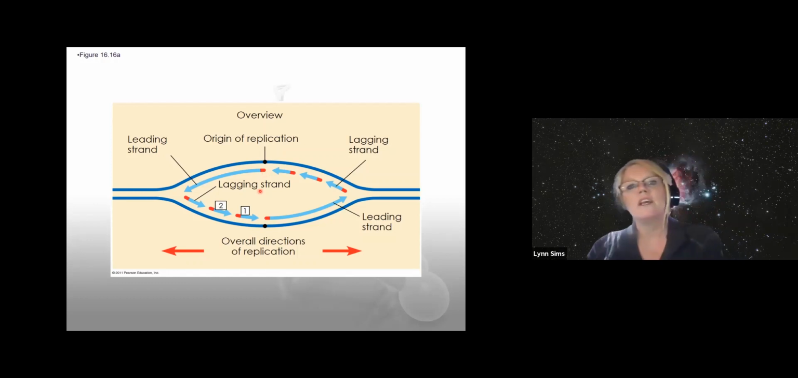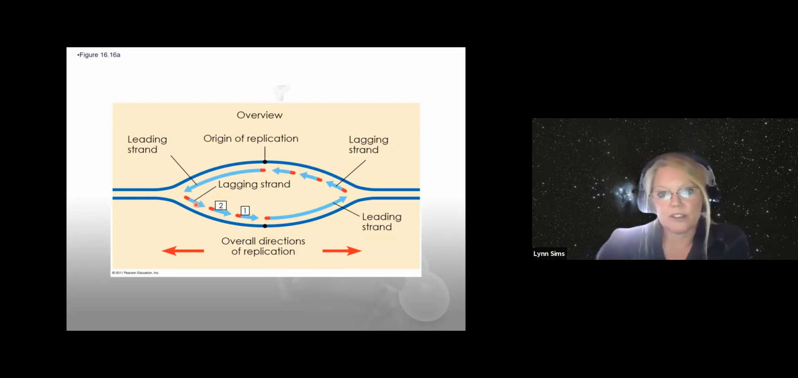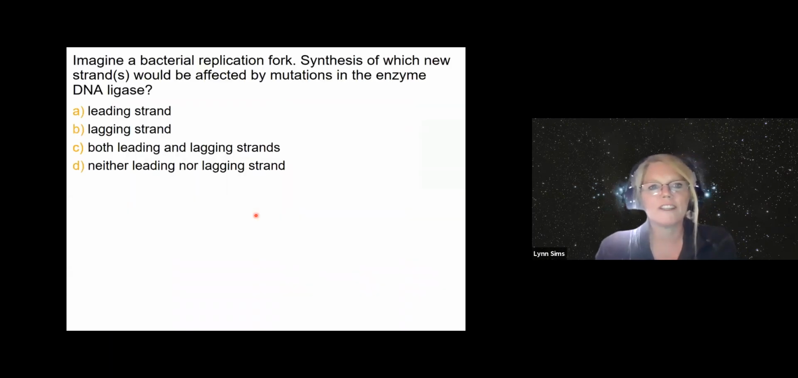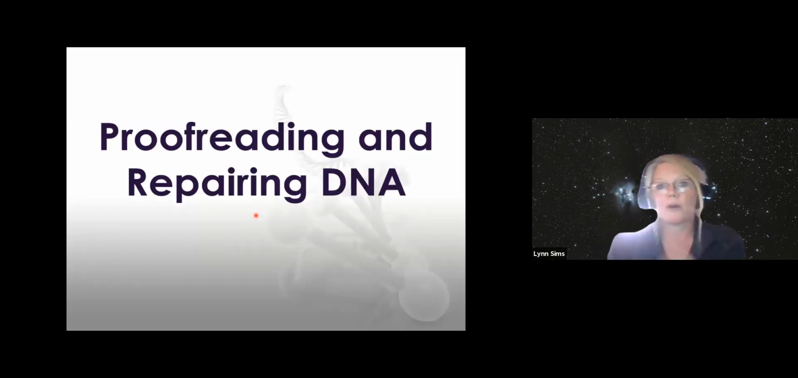Okay, so the lagging strand has the Okazaki fragments. So basically, the DNA ligase connects the Okazaki fragments after the RNA primer was replaced with DNA by DNA polymerase 1. So it's only going to have a function on the lagging strand. It also has a function in DNA repair as well, but we're only talking about leading and lagging strand during DNA replication. Okay, so hopefully that makes sense. Okay, so in that case, it would be the lagging strand. We're going to talk about proofreading and repairing DNA, briefly about proofreading, but repairing DNA after a break.